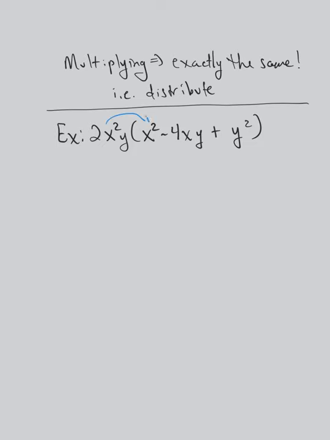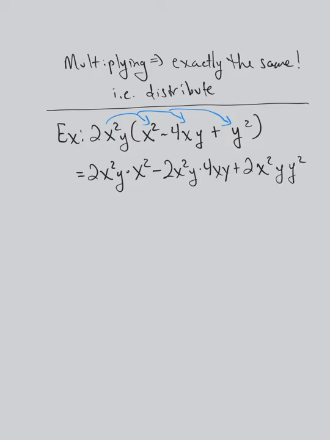We need to distribute that 2x squared y over that entire polynomial right there. And so to do that, you can write it out to help you. Some people can do it in their head. Just be careful if you do that. And then minus 2x squared y times 4xy, and then plus 2x squared y times y squared. Okay, like that. And if you need to, like I say, you put in as many lines as you need.